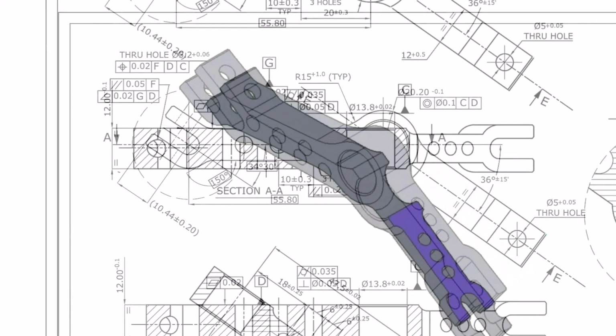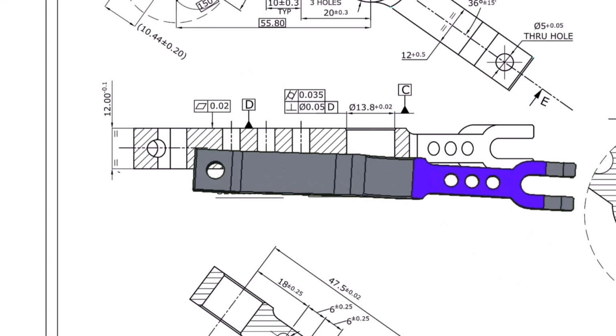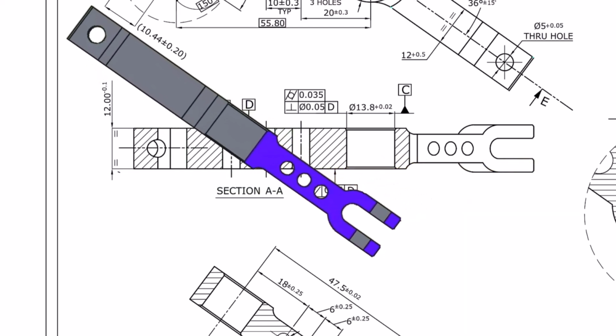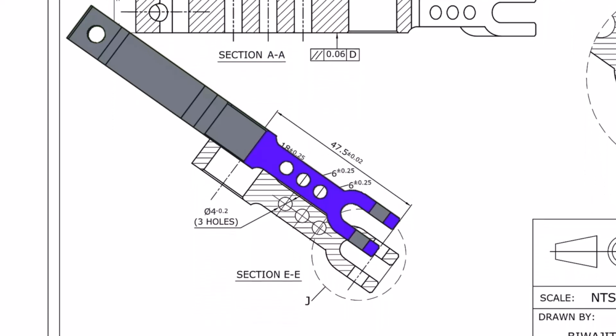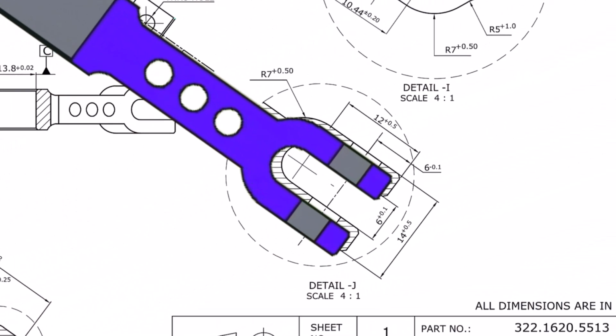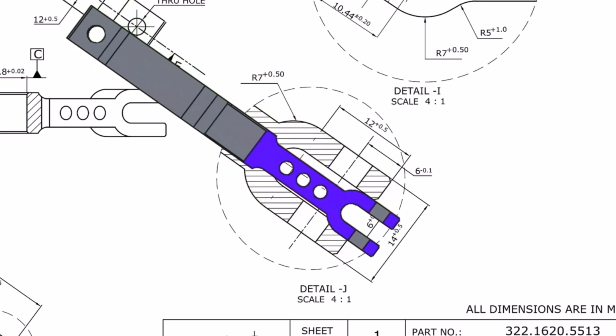Whenever you see labels like detail I, J, or detail K, remember that they are simply magnified versions of small portions of the original view. Good engineering drawings are not about fitting everything onto one sheet. They are about communicating information as clearly as possible.